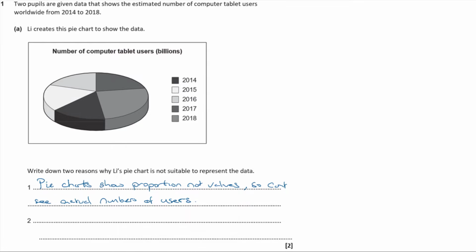And the second thing is they've kind of drawn it in a 3D tilted view, haven't they? And then that makes it even harder to compare. I mean, exactly how big is this angle compared to this one? It's really hard to see, or this one over here. So I'm going to say the 3D tilted style makes it harder to compare sector sizes. You could also comment, I suppose, on the colours. They're very samey, aren't they? It's really difficult to work out what's what.